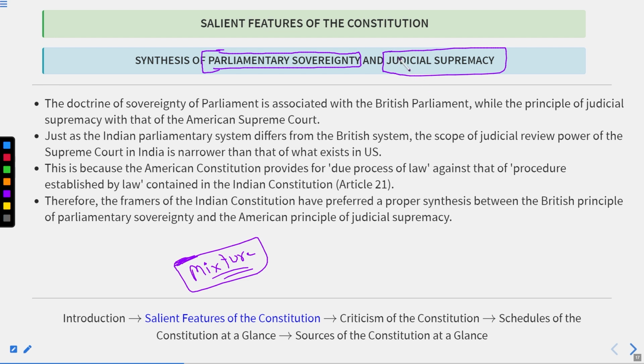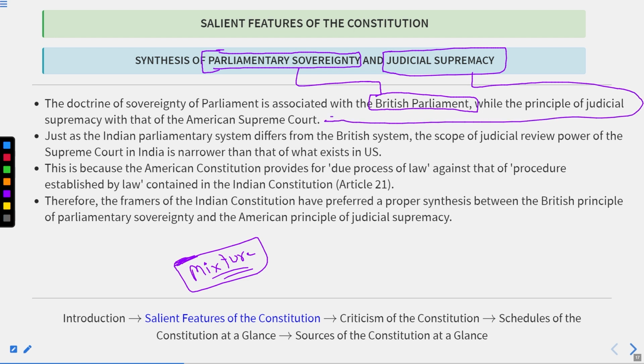Let's understand. The doctrine of sovereignty of Parliament is associated with the British Parliament, while the principle of judicial supremacy is associated with the American Supreme Court. So this system we brought from here, and this system we brought from there. Just as the Indian parliamentary system differs from the British system, the scope of judicial review power of the Supreme Court of India is narrower than what exists in the US.